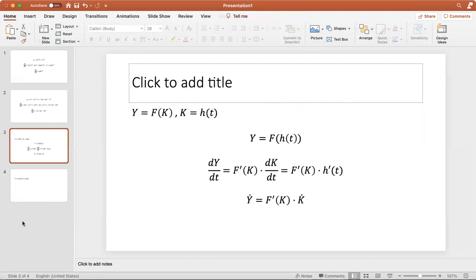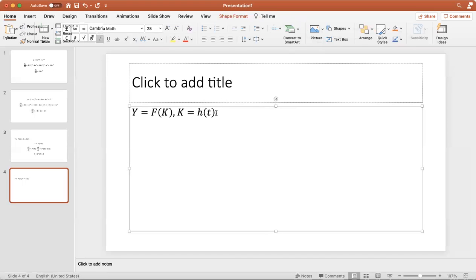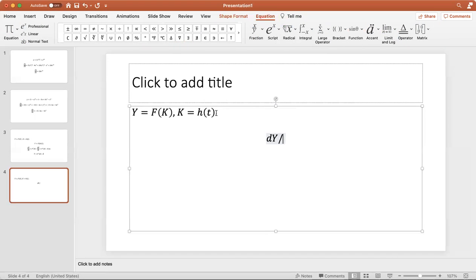We'll just have to copy the formula in the previous problem. So dy over dt will be equal to f prime of K times h prime of t. Now we're asked to get the derivative of this at t sub 0. So instead of using an arbitrary t, it's just going to be h prime of t sub 0. So that's pretty straightforward for number 3.